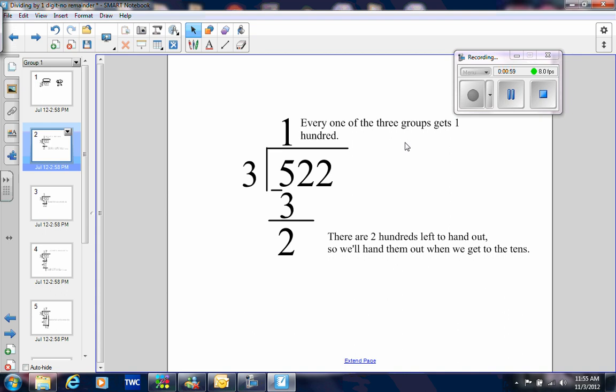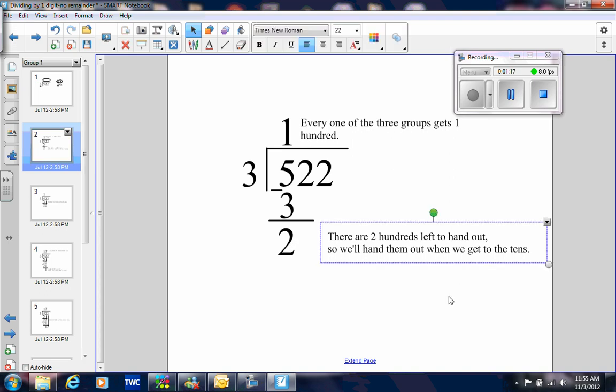Every one of these 3 groups gets 100. That's why the 1 is right over the hundreds place. Now I still do have 2 hundreds left over. I had 5. I handed out 3. I still have 2 left. And these 2 will get handed out when we do the tens here.